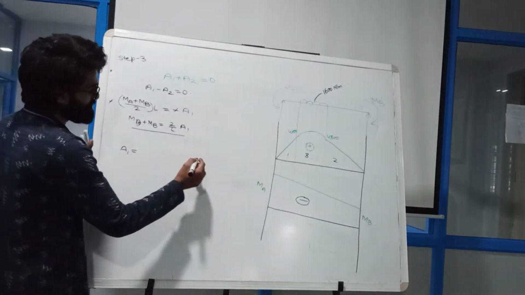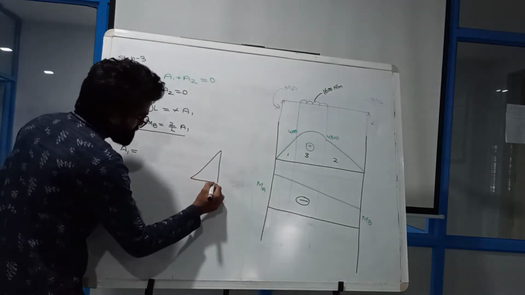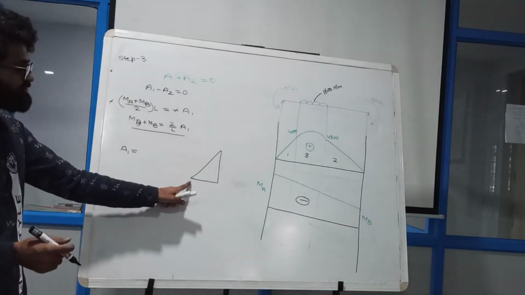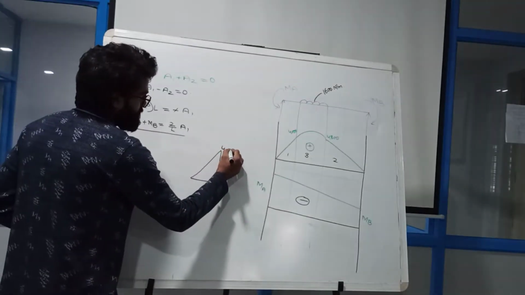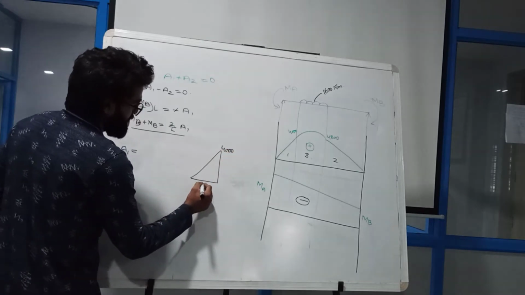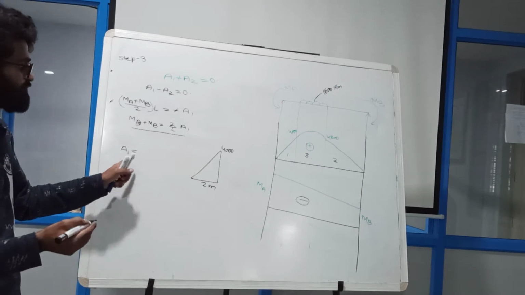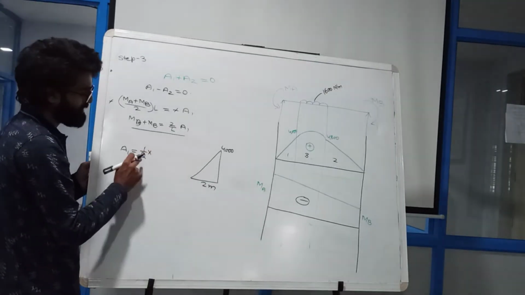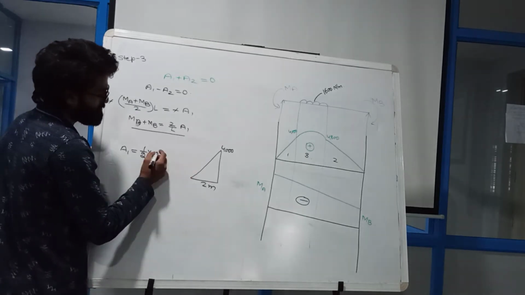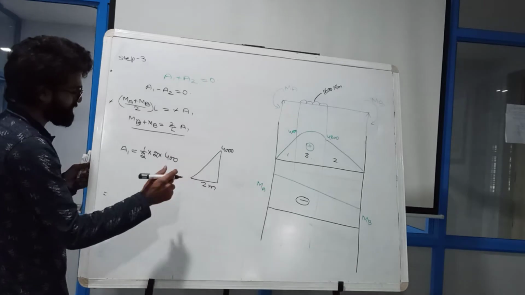So let us first take my first figure like this. In my first figure, what is this particular? This is height 400 and this is 2 meter. So from here it is very easy to calculate my area. So how will I calculate? 1 by 2 into base is 2 into height 400. So my figure 1 is calculated.